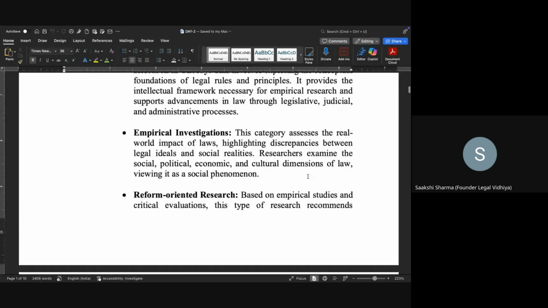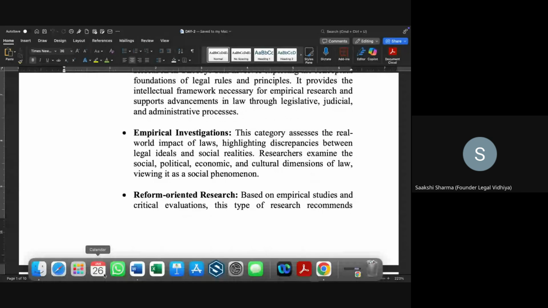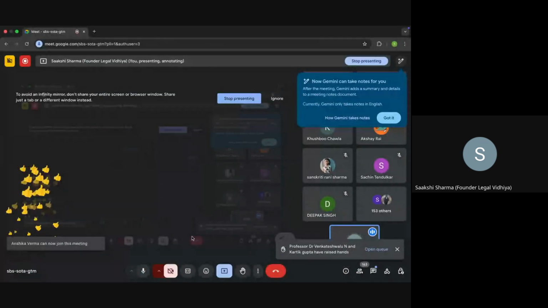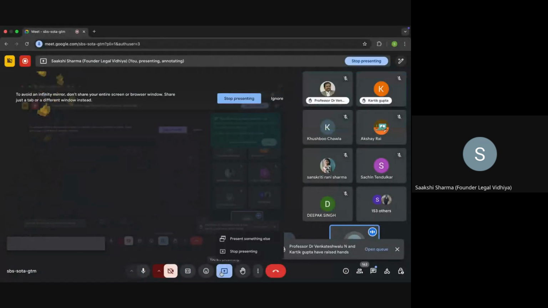Now, empirical research also, yesterday we had talked about it. Does anyone remember what empirical research means, or what empirical investigation basically means, what we do in kind of empirical research?